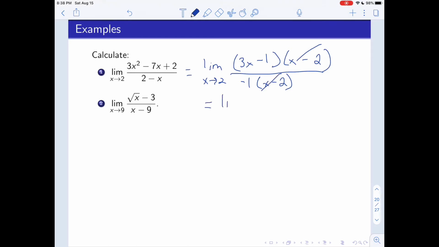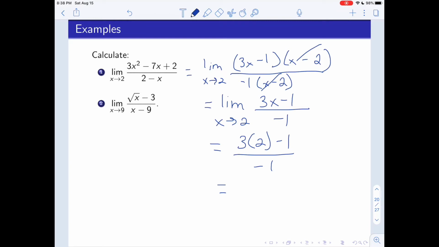And now it looks like the limit as x approaches 2 of 3x minus 1 over negative 1. And then I can just plug in 2. 3 times 2 minus 1 over negative 1 for a final answer of, let's see, that's 5 on top and a negative 1 on the bottom, so negative 5.